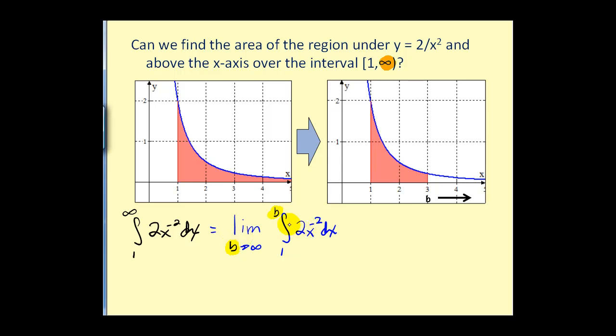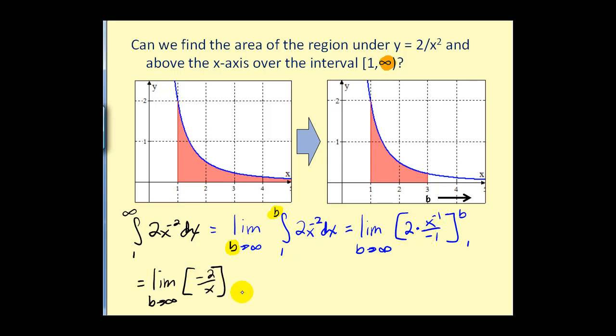So what we have to do is evaluate this definite integral and then take the limit of it as b approaches positive infinity. So let's go ahead and give it a try. Applying the power rule here, we'd have 2 times x to the negative 1 divided by negative 1, and we need to evaluate this at b and 1. So let's clean this up a little bit. This would be negative 2 divided by x evaluated at b and 1.